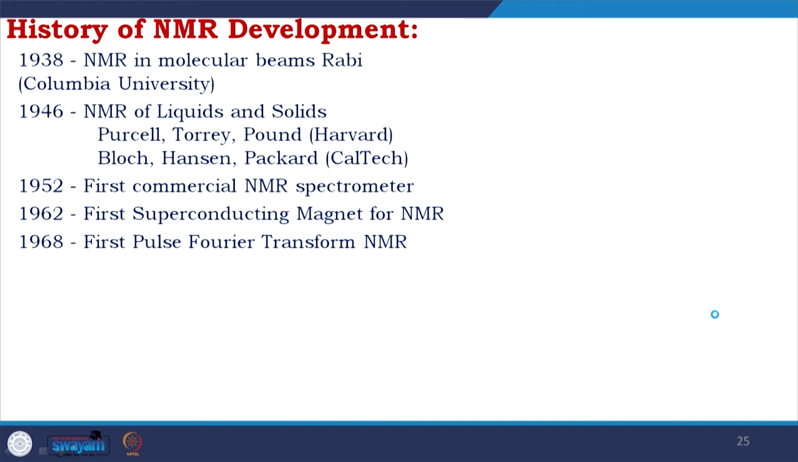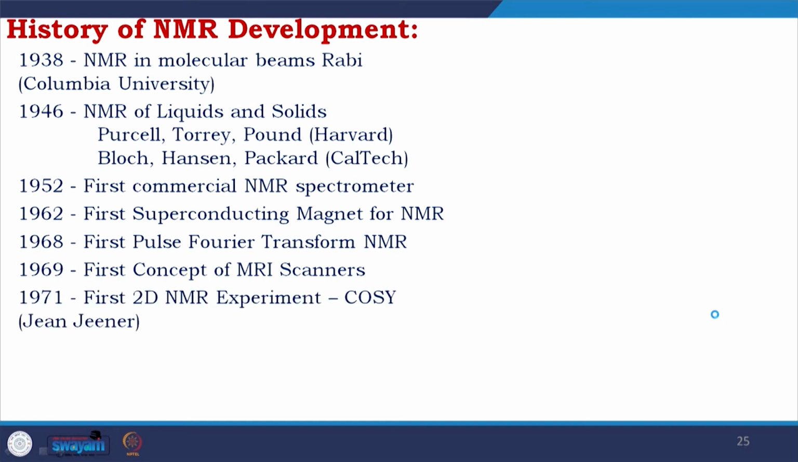In 1968, the first pulse Fourier transform NMR, which again revolutionized how NMR works. In 1969, the first concept of the MRI scanner, which is now playing a very important role in medical science. In 1971, the first 2D NMR experiment by Jeener. In 1985, the first protein structure was solved.